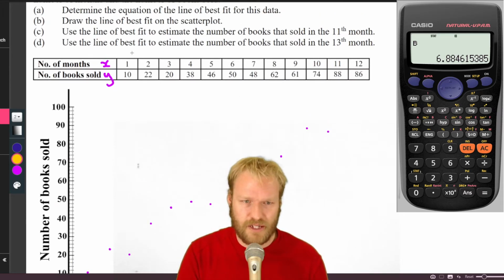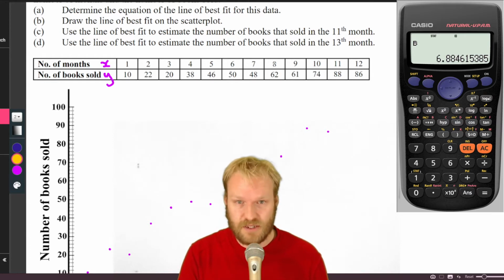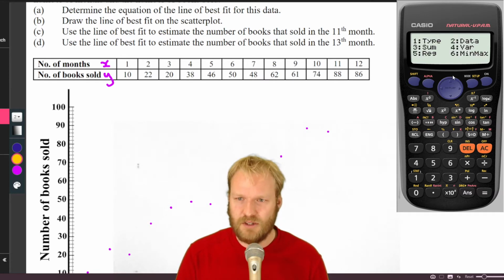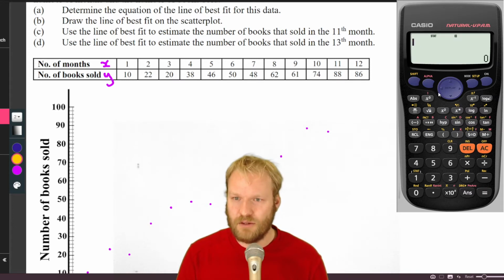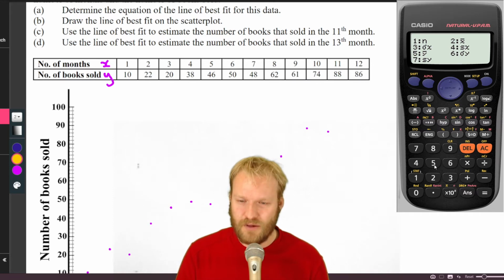Now, we could add all these up: 1 plus 2 plus 3 plus 4 plus 5 plus 6 plus 7 plus 8 plus 9 plus 10 plus 11 plus 12 and divide by 12. 10 plus 22 plus 20 plus 38, blah, blah, blah. But of course, the calculator's got this for us. Shift 1, if we look for 5, we can see here's x and y. Ooh, whoopsie, that one wasn't right. Shift 1. Was it the variables I wanted? There we go, the variables, sorry. So x here is number 2, so 6.5.